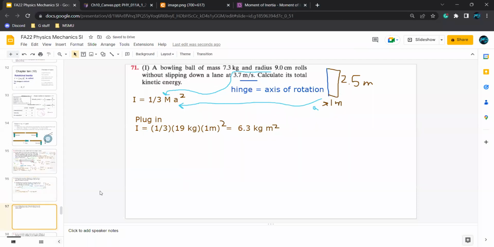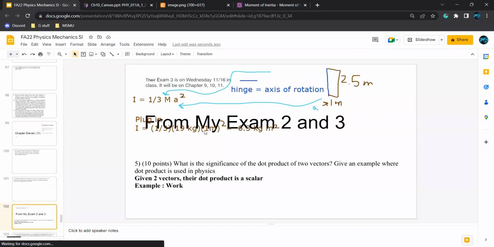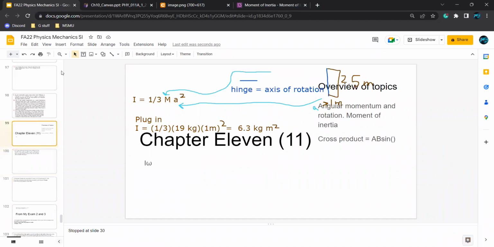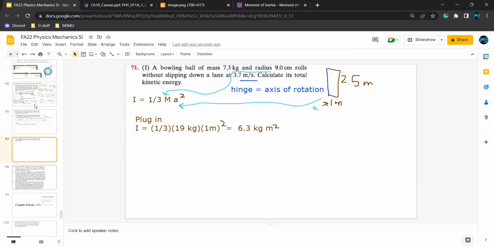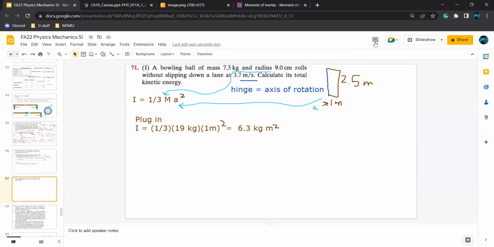Cool. This is kind of a similar one. I think I kind of want to start on some chapter 11 stuff. I'll do that one. This is just going to take a little bit longer. And that way we're done with chapter 9 and 10.